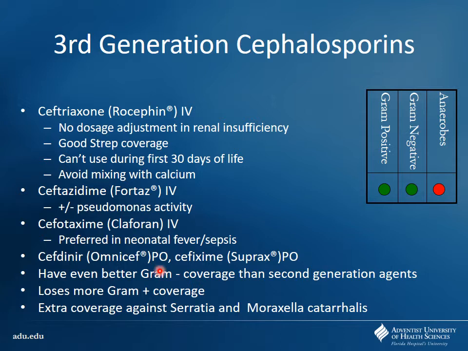As far as PO options go, you have things like Cefdinir or Omnicef and then Cefixime. I probably see Omnicef used a lot more frequently than Cefixime, but again, another good one to prescribe outpatient. And these will have better gram-negative coverage than your second generation agents, loses more of that gram-positive coverage, but will have some good coverage against things like Serratia and Moraxella, which again will help it with some of the respiratory tract infections.